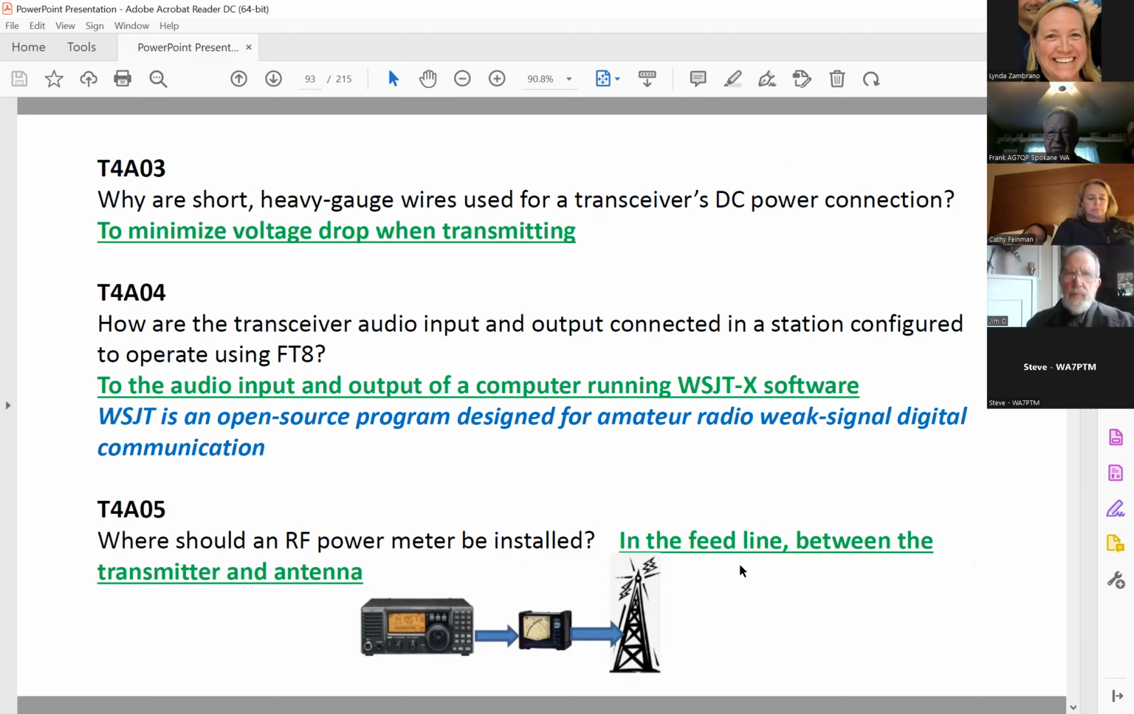SWR meters or anything like that? Any questions here?